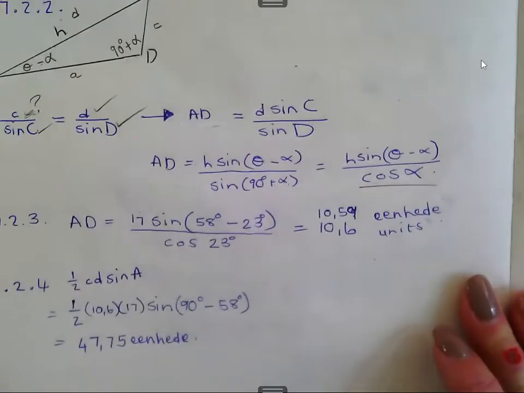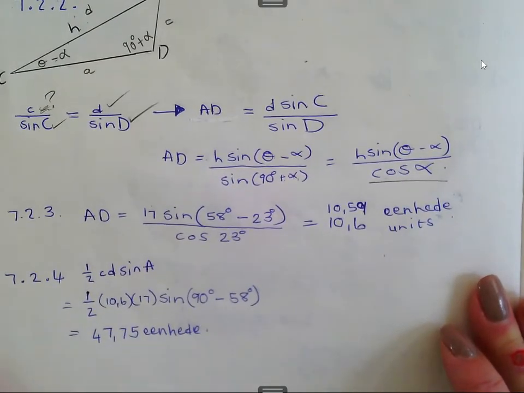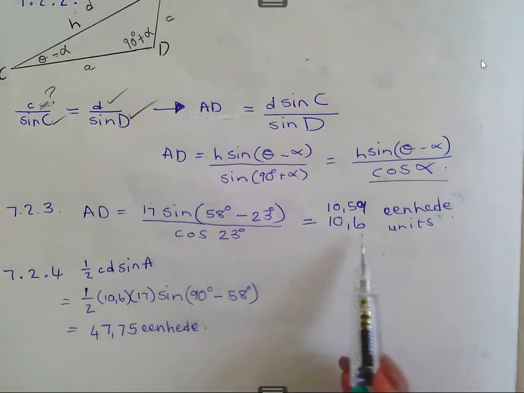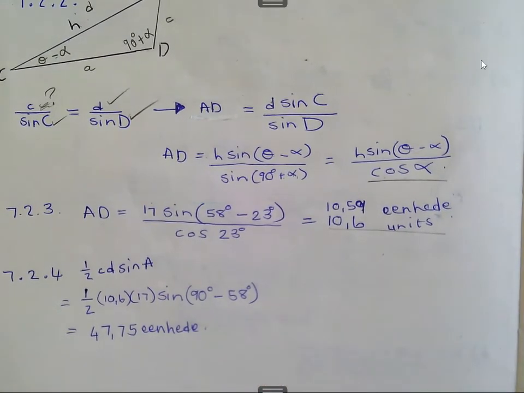Okay, the next question, all you had to do was substitute. No, that's easy. And I told you, you use the one that they gave you, even if you weren't able to get to it. Substitute, and then you get 10,6 units. Thank you, Brendan.